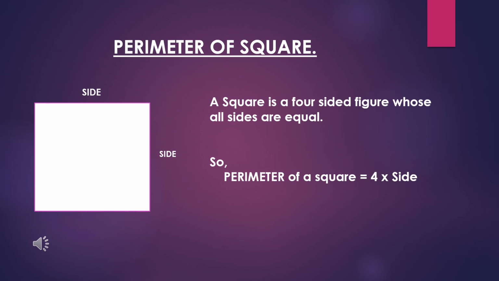Perimeter of a square. A square is a four-sided figure whose all sides are equal. So, perimeter of a square is equal to 4 multiplied by the length of the side.